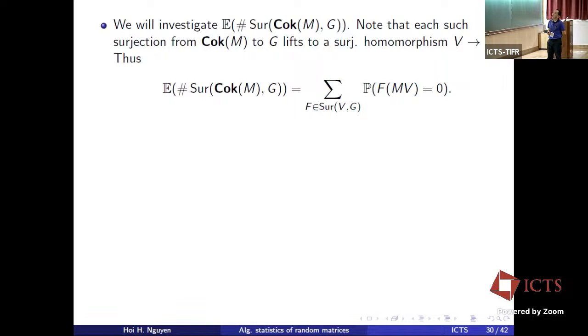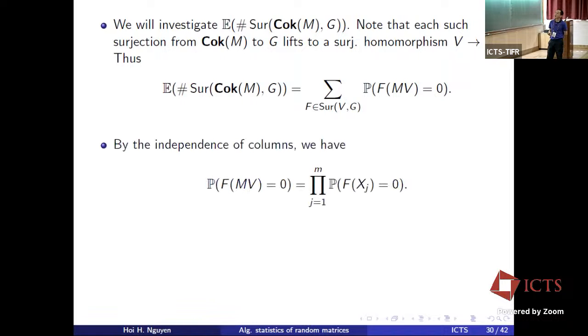Every surjection from this co-kernel to the fixed group G leads to a surjection from V to G, because these are quotients, so you lift up to V. Then the number of surjections will be the sum over all the surjections F from V to G, where F sends the image of M to 0, and then you have to calculate this probability. That probability, because of independence over j from 1 to n, is the probability that the image of each column is 0.